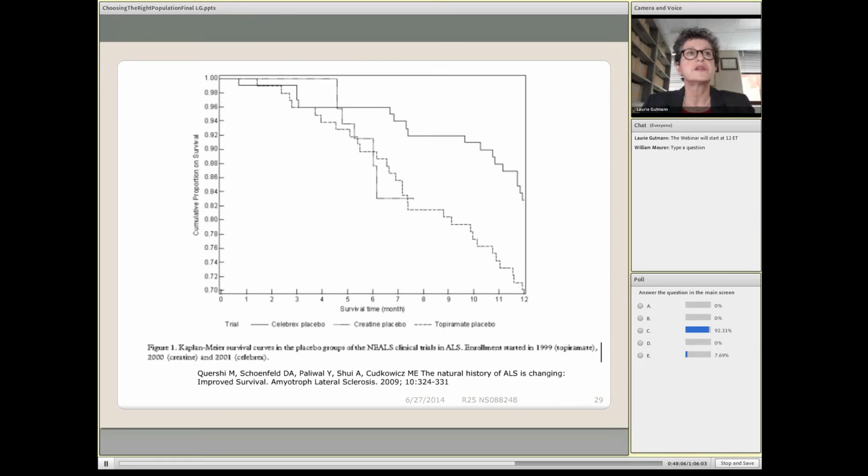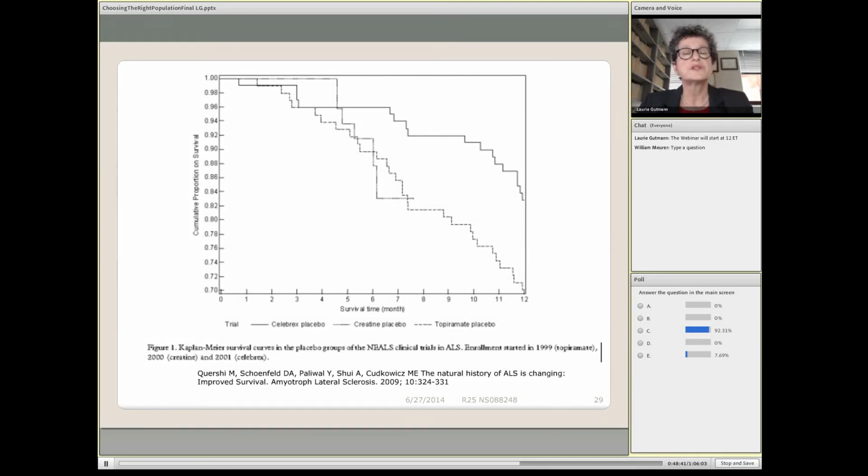And this is a slide from a 2009 study, and it looks at survival curves from the Celebrex trial and the creatine trial, these are placebo arms. Just to clarify, these are all 3 placebo arms. And so enrollment started in 1999, in 2000, and then in 2001. And the curve that is farthest to the right and has less of a precipitous slope, these are all, again, placebo.